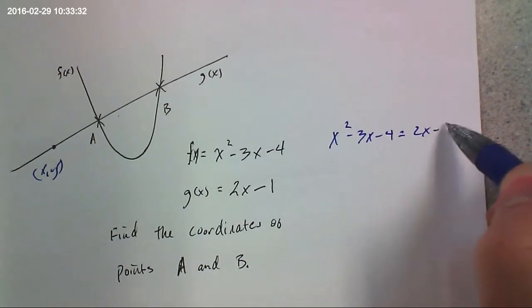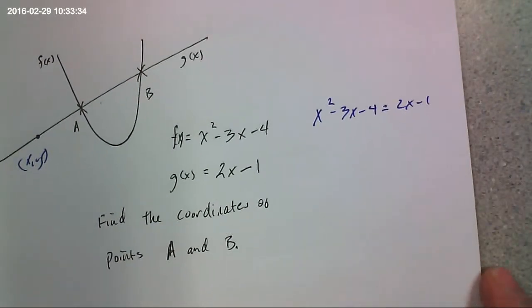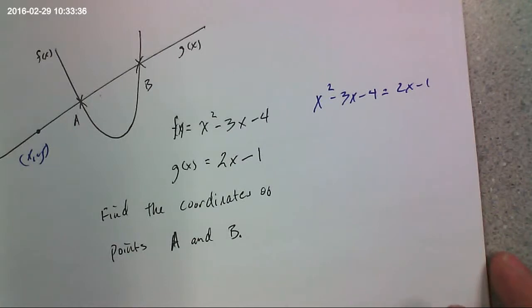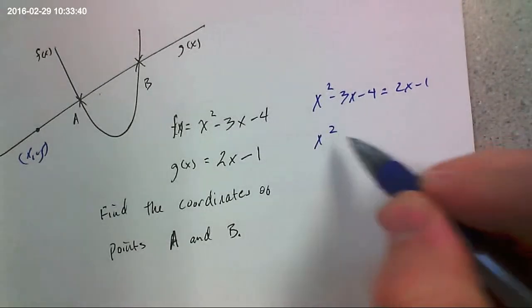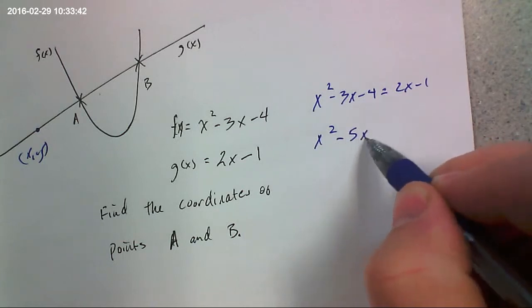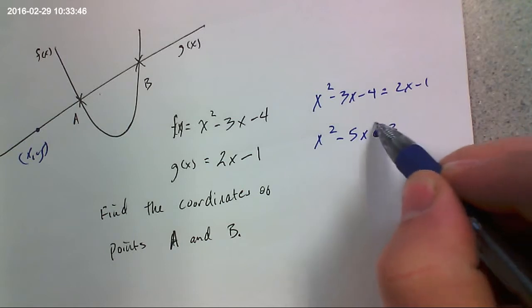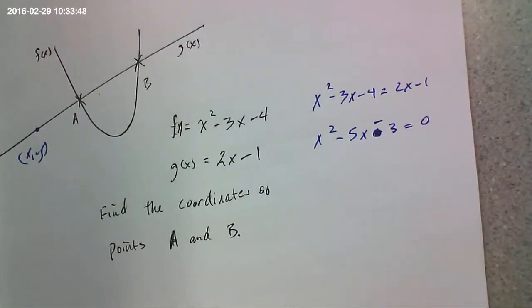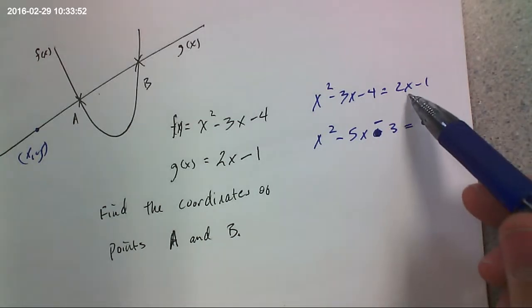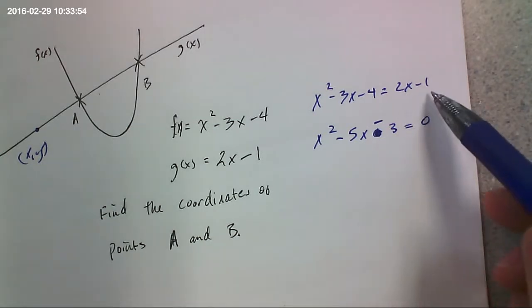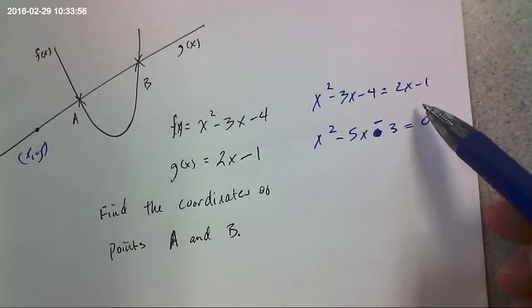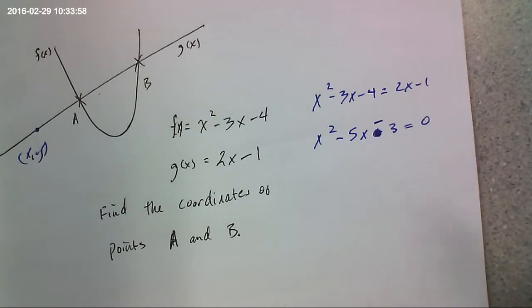And then you solve that. So then you get x squared minus 5x minus 3 equals 0. Is that right? Did I do that right? I did it in my head. So I'd subtract 2x from both sides and I would add 1 to both sides. Is that right? Is it factorable?